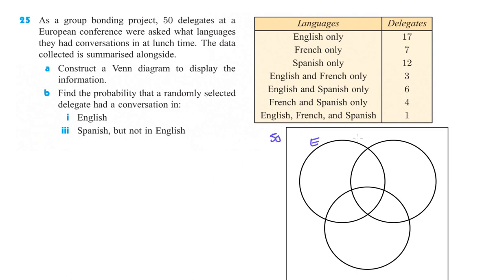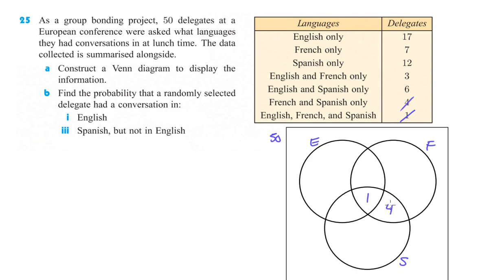So we've got English, French, and Spanish. I'm going to try to figure out the middle number first. English, French, and Spanish, that's 1 right here. French and Spanish. Now this is a little tricky because this says French and Spanish only. If it said French and Spanish, then we'd take the 4 minus the 1. But since it says French and Spanish only, I'm going to assume that has to be a 4. This is a tricky question. Usually we don't see the onlys on there, so they're trying to make it a little bit nicer.